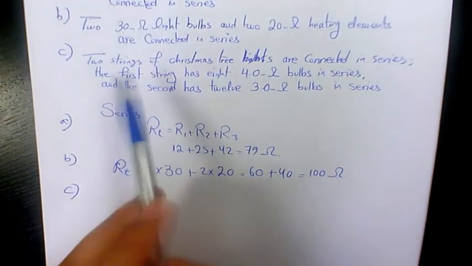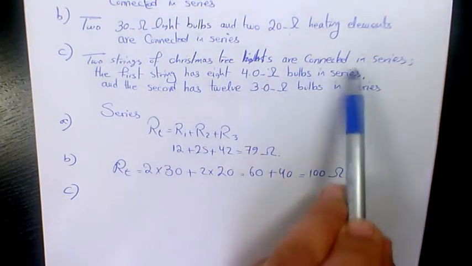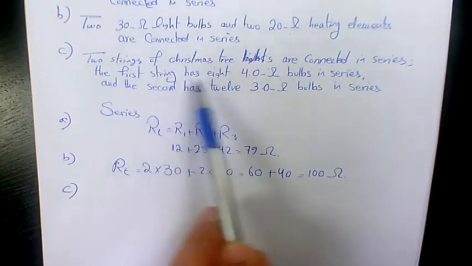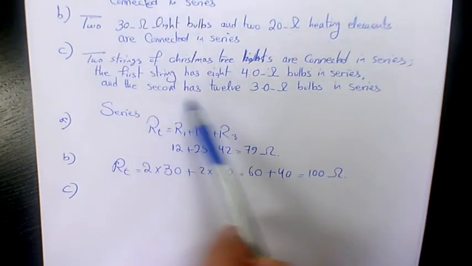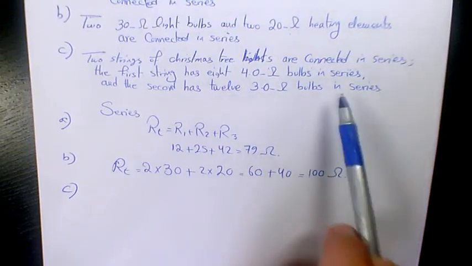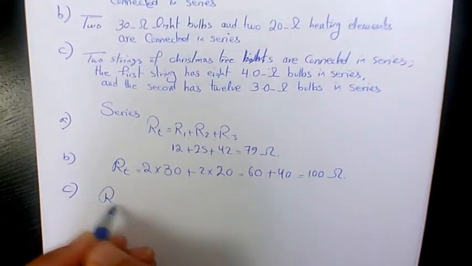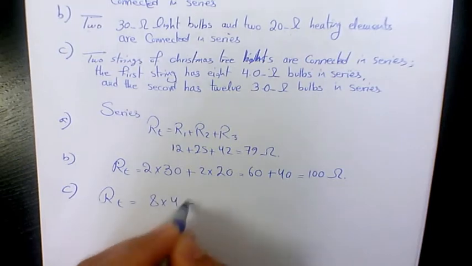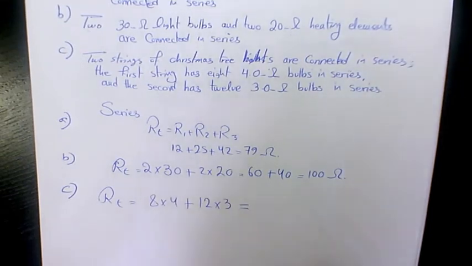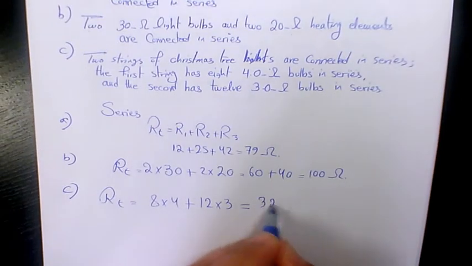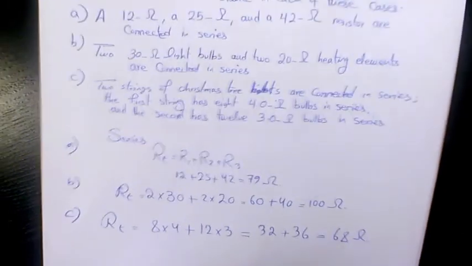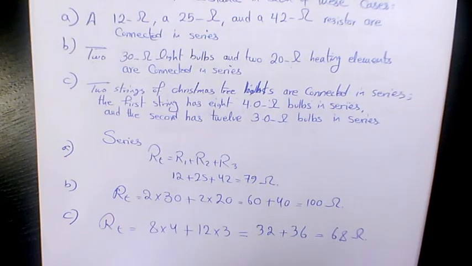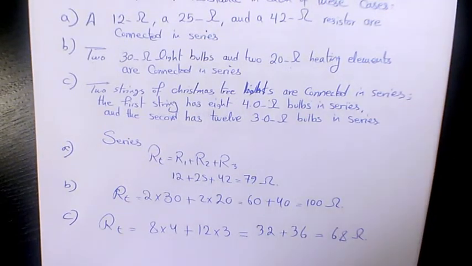C, 2 strings of Christmas tree lights are connected in series. The first string has 8 4 ohm bulbs in series, and the second has 12 3 ohm bulbs in series. So in total it's going to be 8 times 4 plus 12 times 3. So it's going to be 32 plus 36. That's going to be 68 ohm in total. So these are going to be the equivalent resistance in series circuit.